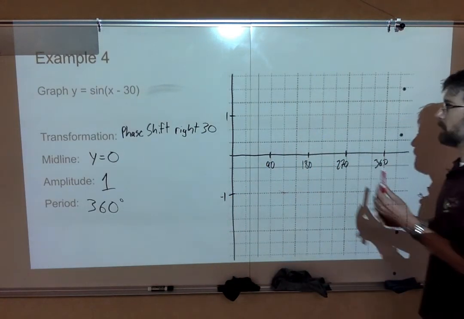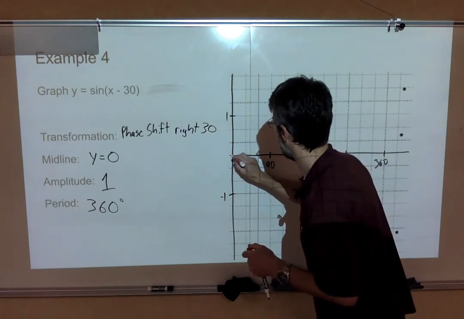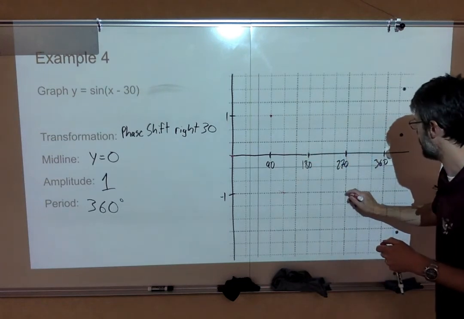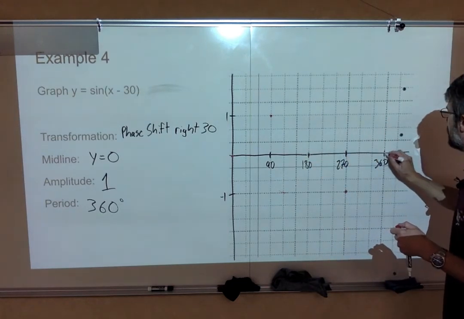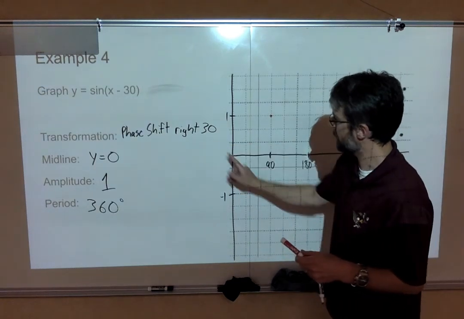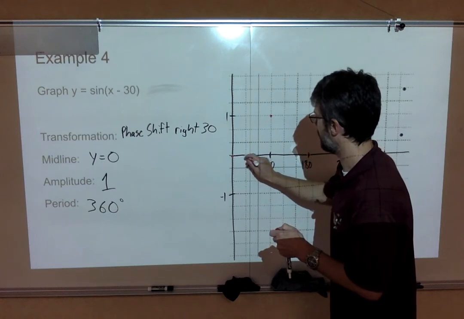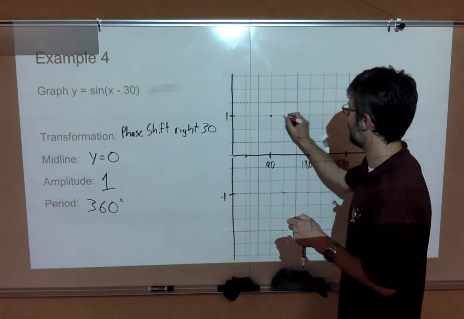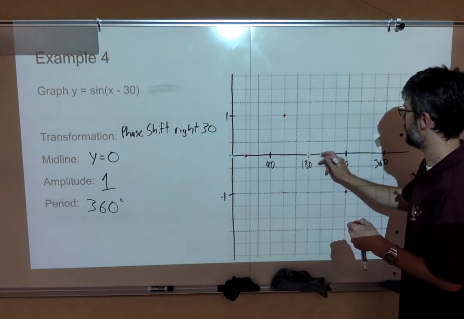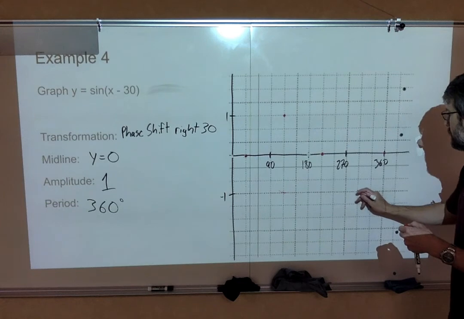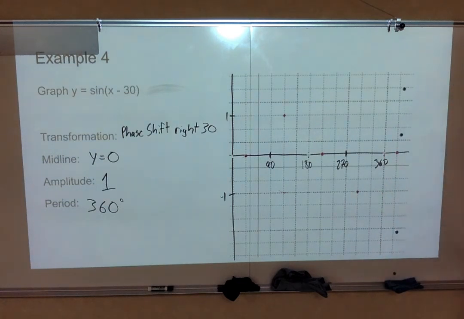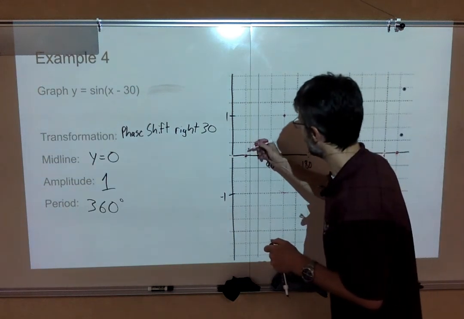Okay, we'll start out with our important points. And if you do this enough, you don't really need to do the important points, but it's nice to start there, because now I can take all of those and move them to the right 30, which, how I have defined my scale, is 1 square to the right. So each of these just scoots over 1 square to the right. And we go like this.